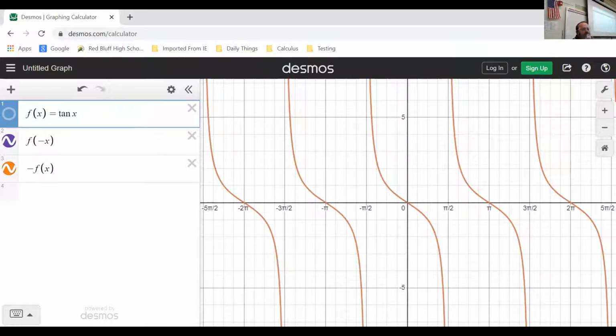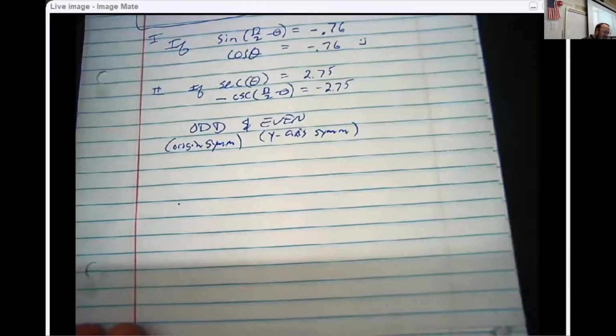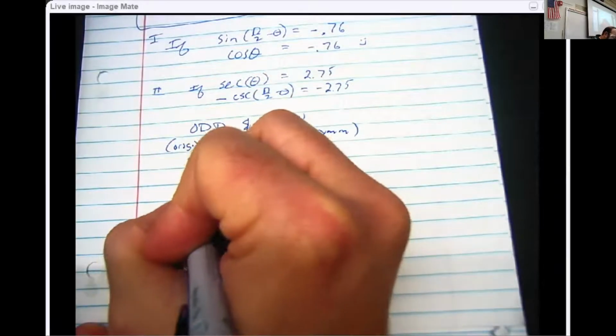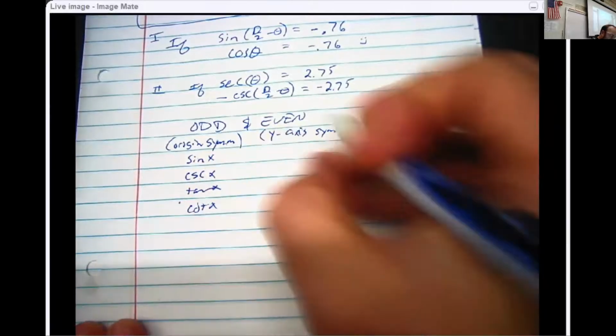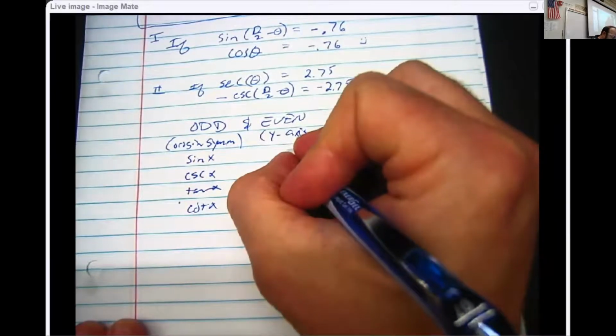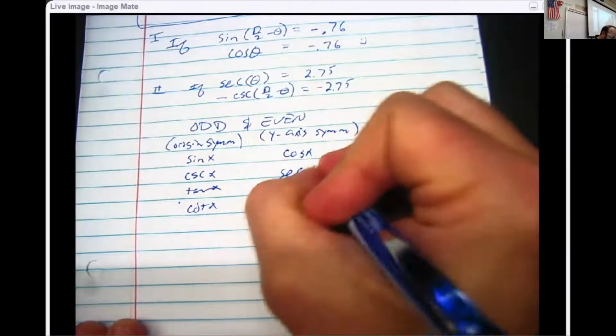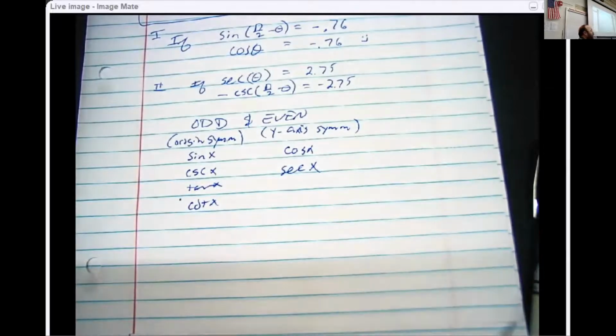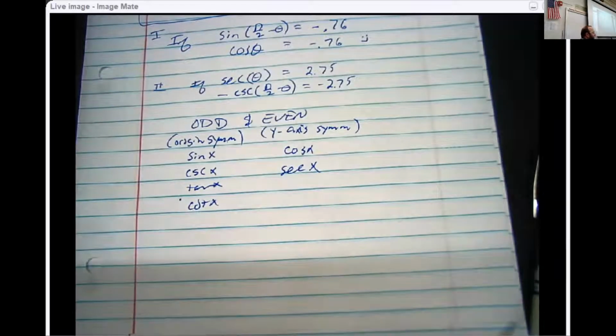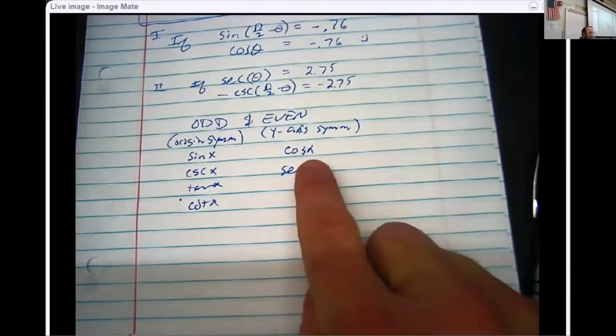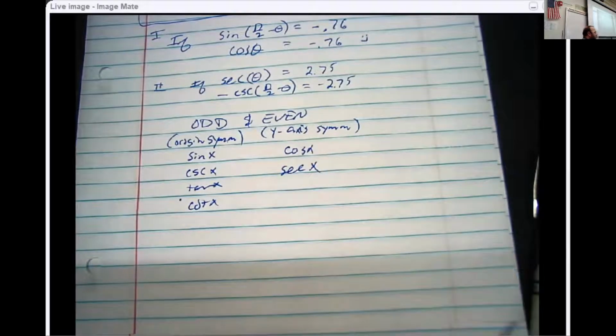So here's the landing the plane here: we have a set of relationships that are even and odd. And it turns out the sine is an odd function, as is the cosecant, as is the tangent, as is the cotangent. And the even functions are cosine and secant. So I've told you before, I don't like memorizing. You know what I memorize? I remember that the cosine and its buddy is even, everybody else is odd.